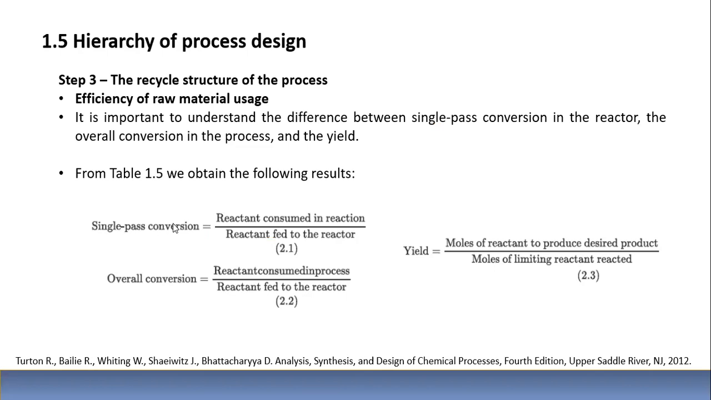According to the definition, single pass conversion is the ratio of reactants consumed in reaction to reactants fed to the reactor. Overall conversion is the ratio of reactants consumed in the process to reactants fed to the process. The yield is the moles of reactant used to produce a desired product to moles of limiting reactant reacted.